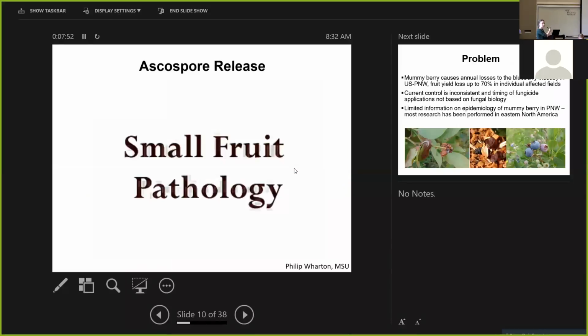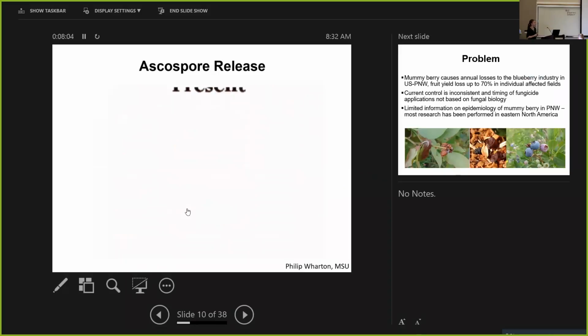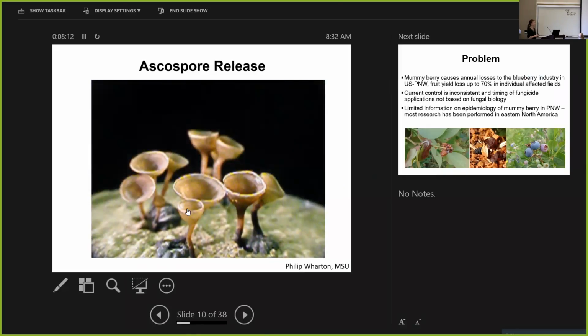Now, what does this ascospore release look like? Ascospores are the spores that are released by these apothecia. I have a small video made at Michigan State. So you see it's under wind and environmental conditions. I think in this video, they removed the lid from the container that they were keeping these apothecia in, and that makes them release all the spores at once.